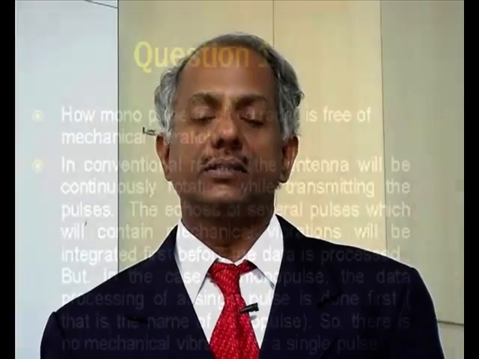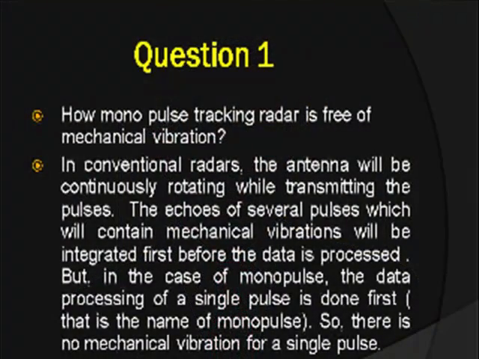How is monopulse tracking radar free of mechanical vibration? In a conventional radar, the pulses are sent while the antenna is moving from one location to another. So the mechanical vibrations due to antenna movement will be contained within these transmitted pulses, and the echo also has the same thing. On the receiver side, the received signals are first added together or integrated together, and then we get the information on the range or angle.